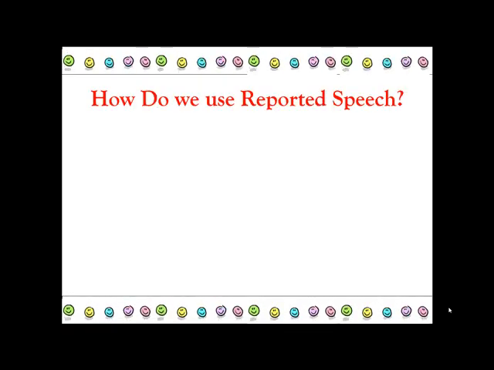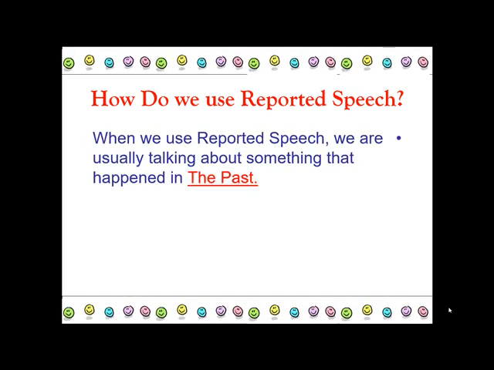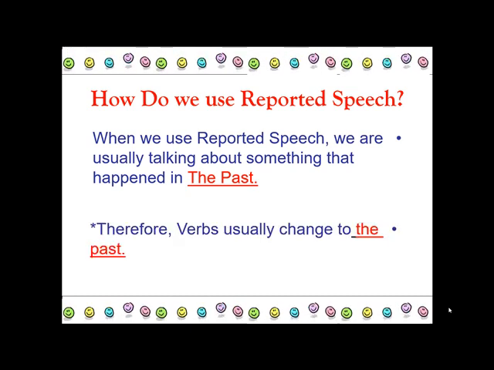How do we use reported speech? When we use reported speech, we are usually talking about something that happened in the past. Again, in the past. Therefore, verbs should usually change to the past. And by the past, I mean different forms of the past: past simple, past continuous, past perfect.